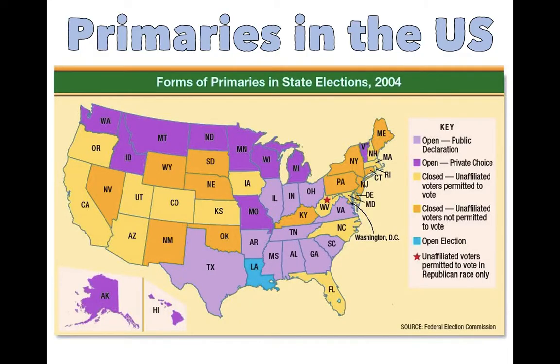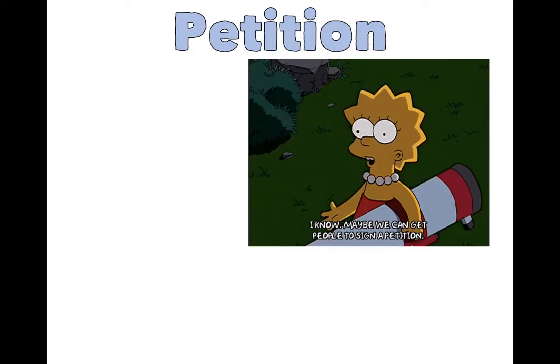Primaries in the U.S., based off of their color coding, this is how it breaks down in the United States. So Wisconsin, being dark purple here, is open private choice for primaries. Now you can see based off of different colors, it can vary. You can see Louisiana is the only one with an open election. There's some open private choice like Wisconsin. There's some that are closed, unaffiliated voters permitted to vote. So again, all you need to take from this is that it varies based off of each state in the United States.